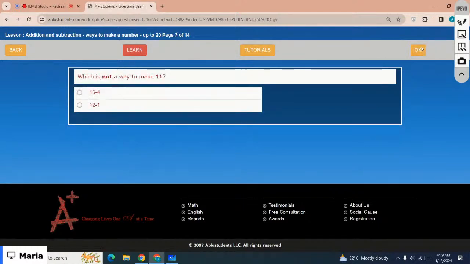Which is not a way to make 11? So which is the correct option? The correct option is, the one that doesn't make 11 is 16 minus 4. That is the correct option, right?